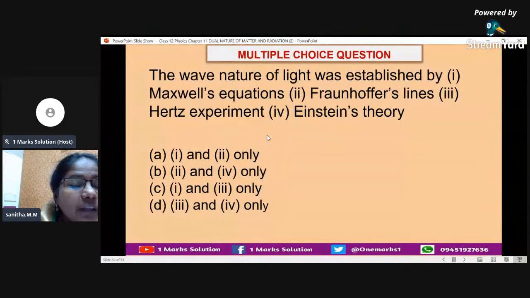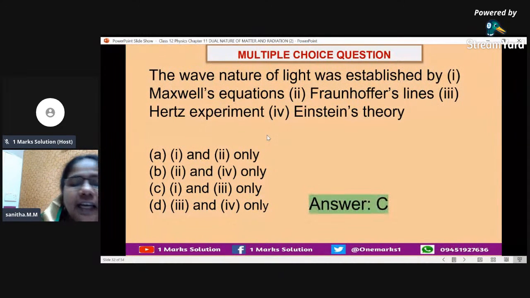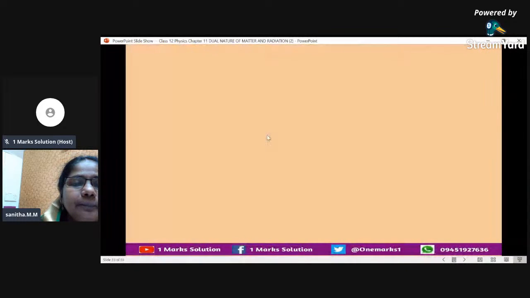We will just read it, Maxwell's equation and Hertz. And the Hertz experiment is very important. Heinrich Hertz, we have to just recollect the name. Why? Because he first observed this photoelectric experiment. After that, only Lenard and Hallwachs completed the experiments. Then Einstein gave the equation also. After that, Millikan also did the experiment. So here the correct option, we can say first and the third one, answer C.